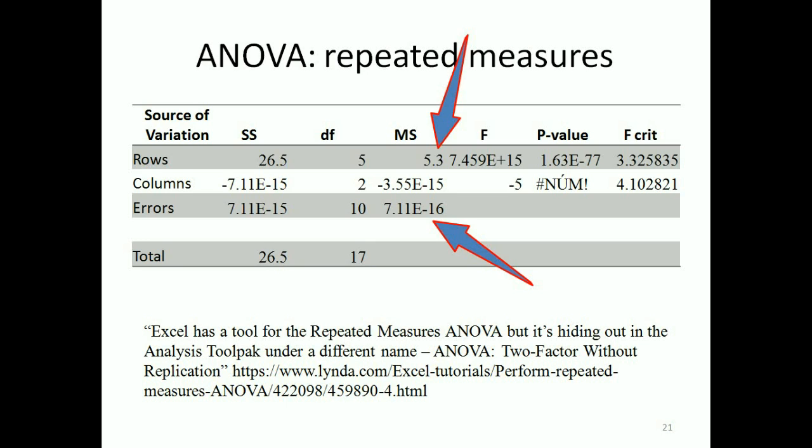I found this on lynda.com, where it said Excel has a tool for the repeated measures ANOVA, but it's hiding out in the analysis tool pack under a different name, ANOVA 2-factor without replication, which is very strange because I think this is obviously replication, but anyway.